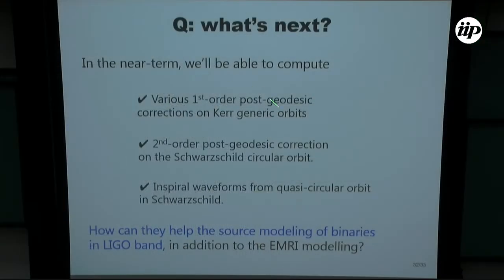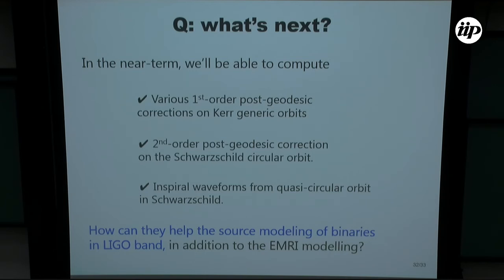So this is the last slide of my talk, and I'm putting this up to motivate some discussion. As the state of the art, what we can do in the next few years is the following tasks. Of course, we cannot generate the gravitational wave for a generic orbit around Kerr. This is a holy grail, and we should be able to in 10 years. But in the near term, what I can summarize is three points.